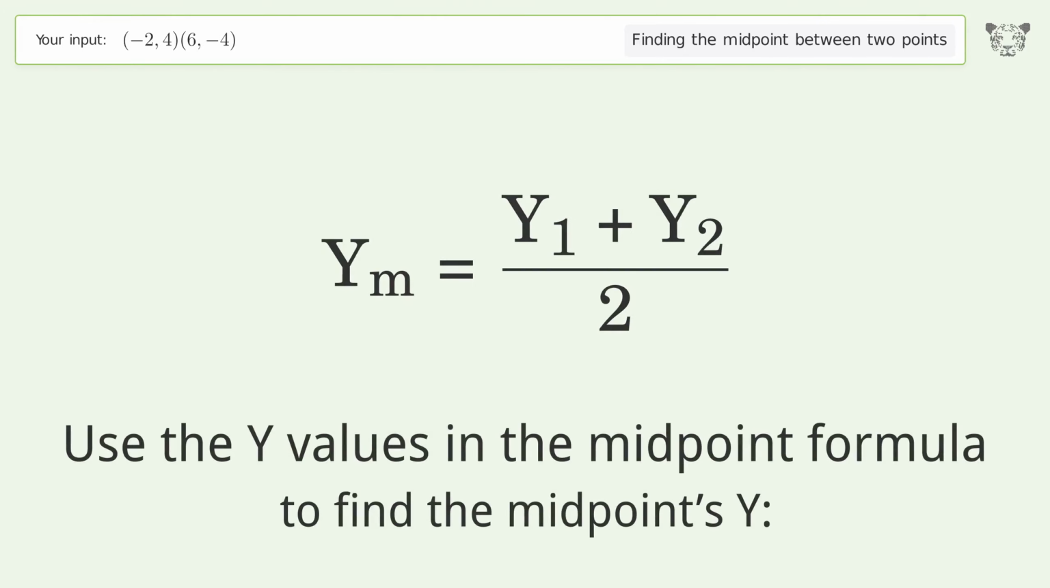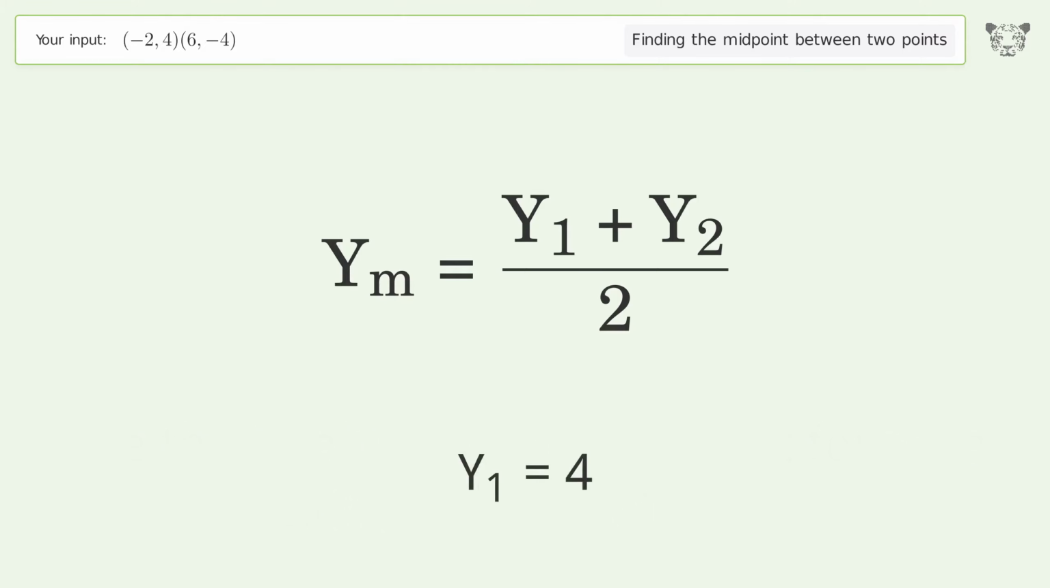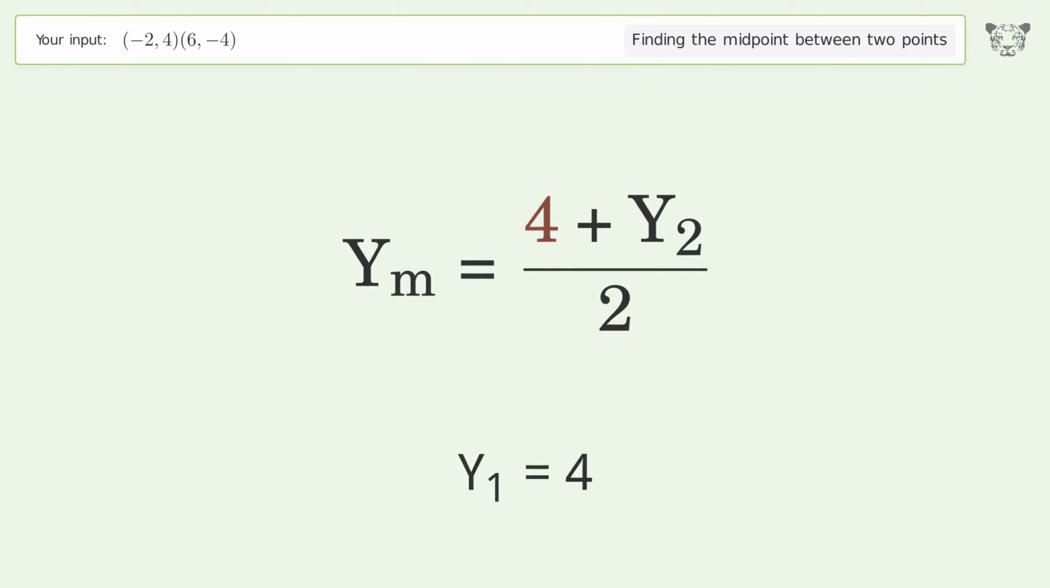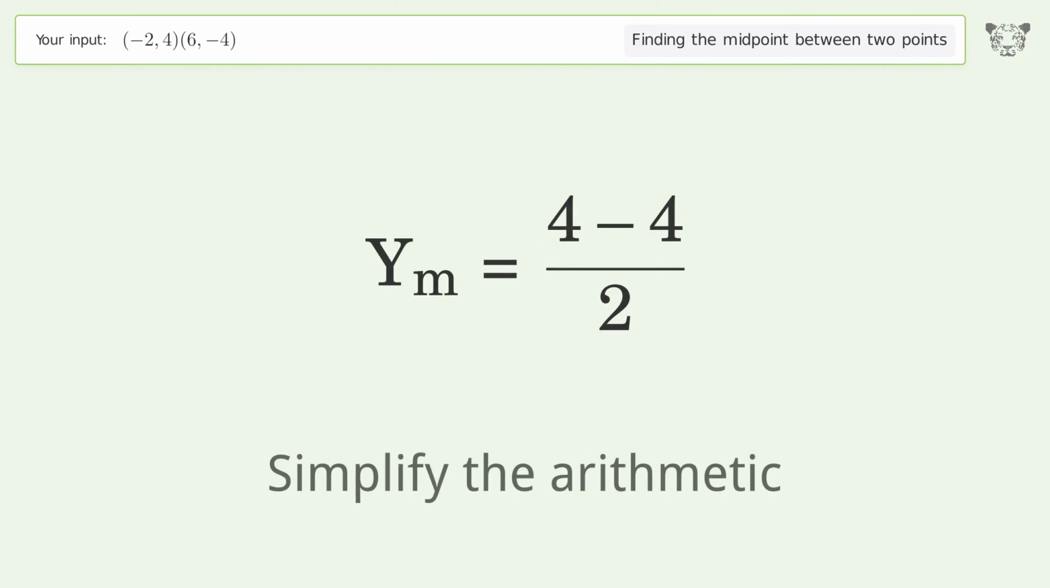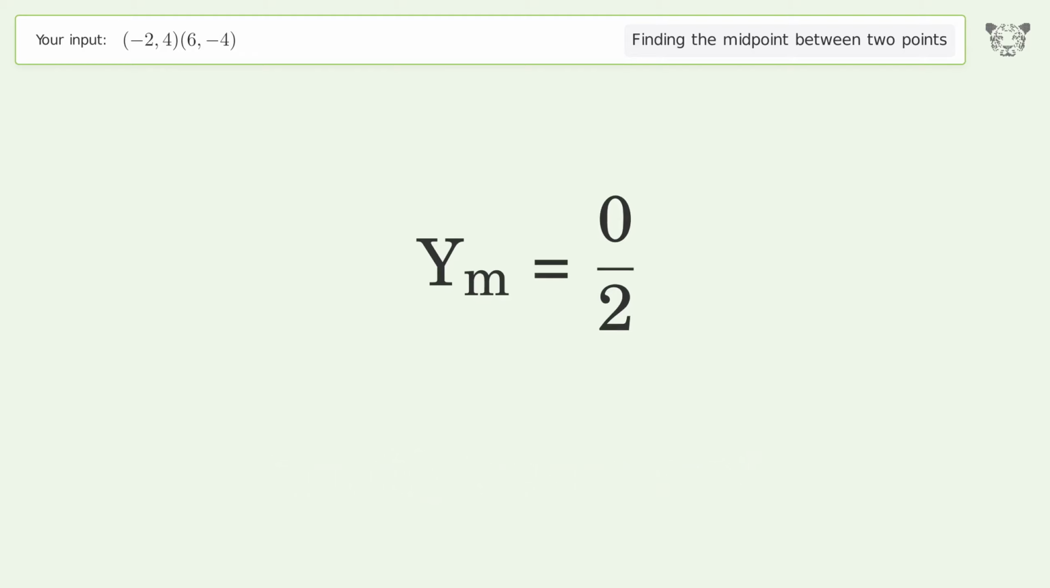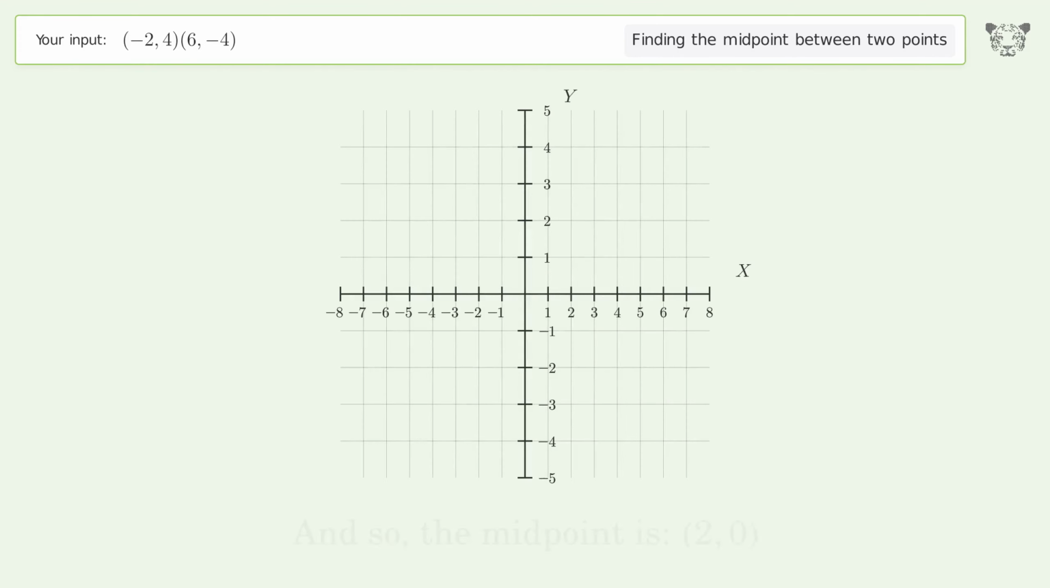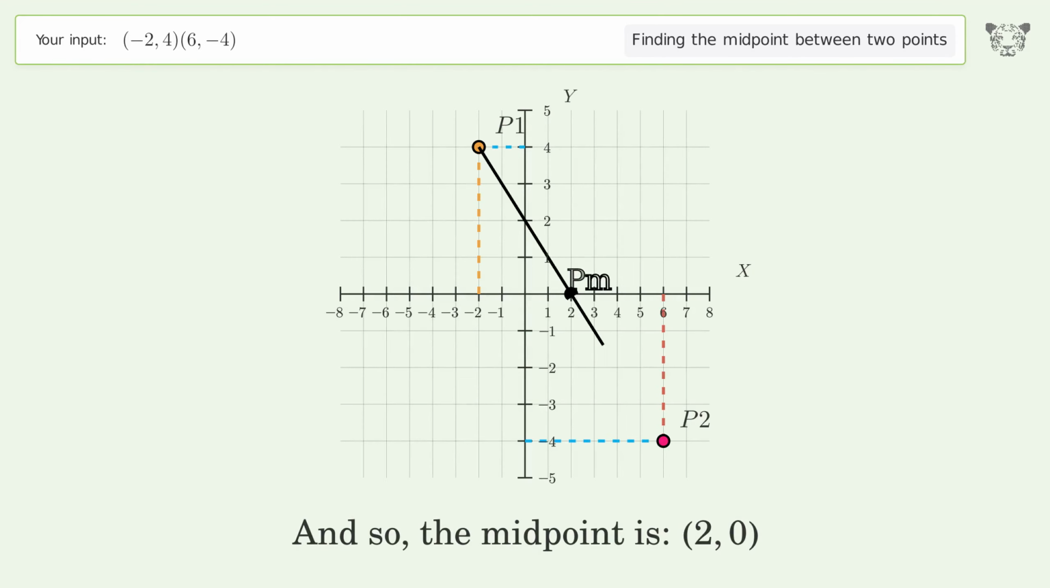Use the y values in the midpoint formula to find the midpoint's y. y1 equals 4. y2 equals -4. Simplify the arithmetic. And so, the midpoint is 2, 0.